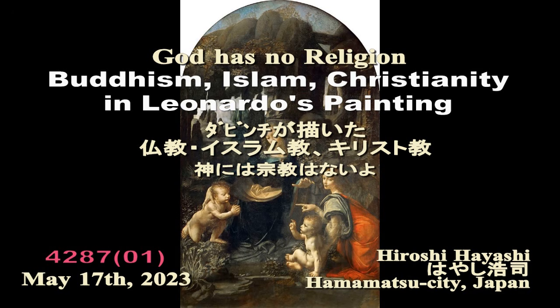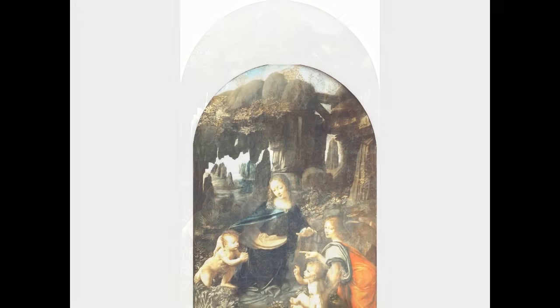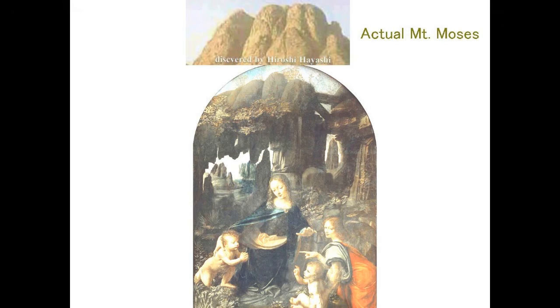This picture is a painting entitled Version of the Rocks that is said to have been painted by Leonardo da Vinci. A mountain is depicted at the top edge of this painting. Please have a look at the mountain. This mountain has the same shape as Mount Moses, which is located on the Sinai Peninsula today.